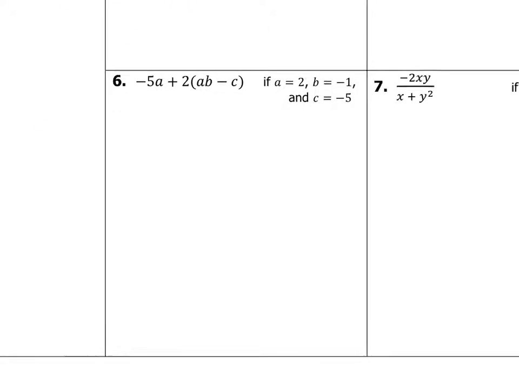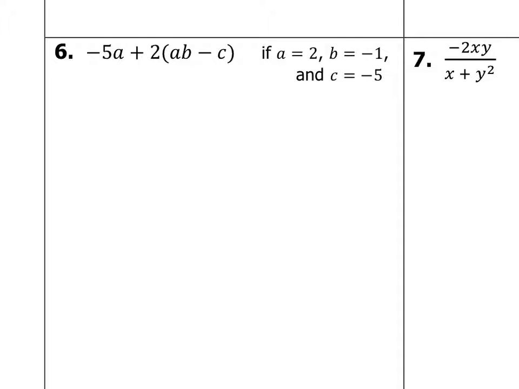All right, 2 more examples. Number 6, this time I have 3 variables in the expression. We say that a is equal to 2, b is equal to negative 1, and c is equal to negative 5. So I'm going to rewrite my expression with parentheses. Negative 5 times our value for a plus 2 times, and then notice I already have parentheses in the problem, and so what I'm going to do is create some smaller sets of parentheses inside for where my a, my b, and my c go.